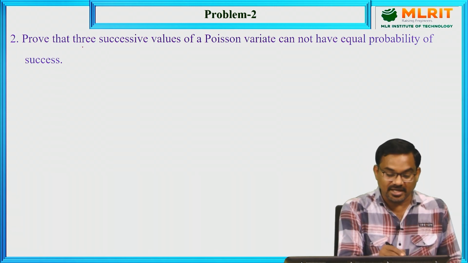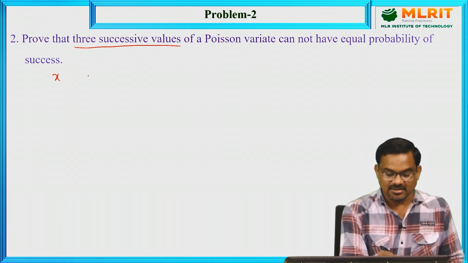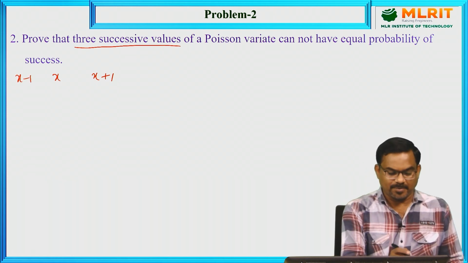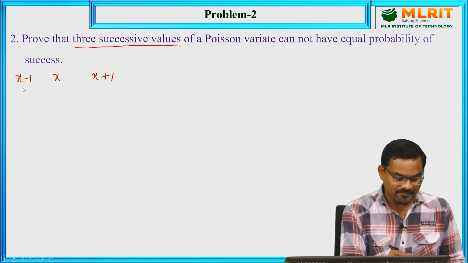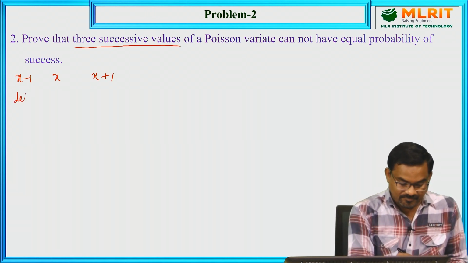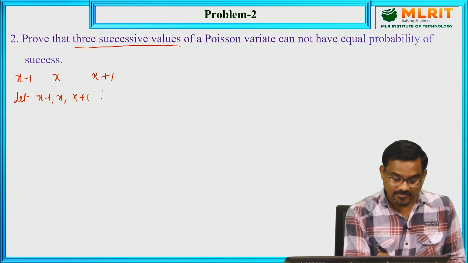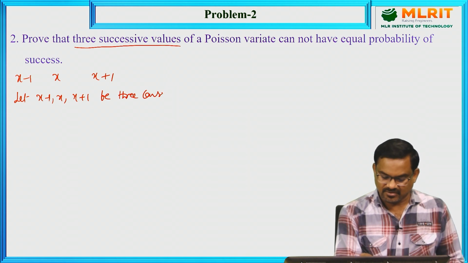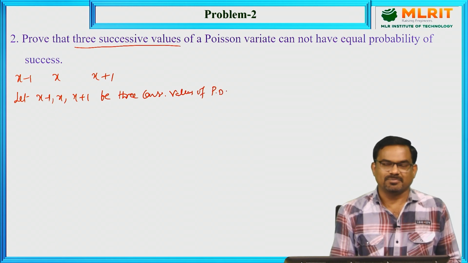Now, the second problem: prove that 3 successive values of a Poisson variate cannot have equal probability of success. Prove that 3 consecutive values of a Poisson variate, that means if I consider x, x plus 1, x minus 1, the present value, previous value and the next value, cannot have equal probability of success. So that we need to prove. Now let x minus 1, x and x plus 1 be 3 consecutive values or successive values of a Poisson distribution.